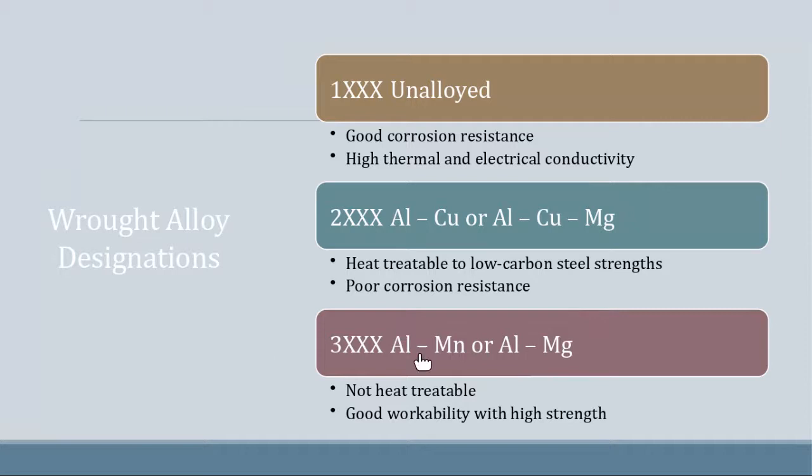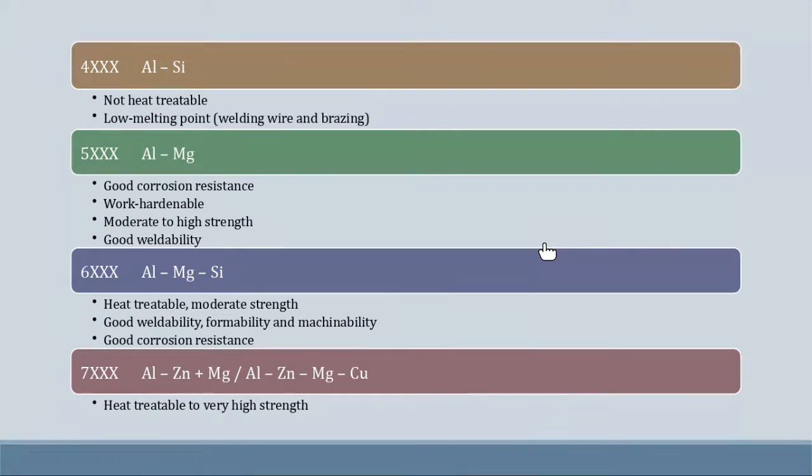Here's your 3000 series. It's just aluminum and manganese, or aluminum and magnesium. This is a non-heat treatable alloy, so this is only a work hardened alloy. Your 4000 series is also not heat treatable. Instead, it has a low melting point, and it's typically used in welding wire and for brazing applications. 5000 series, it's work hardenable. So once again, this is not an alloy that you would be able to precipitation harden.